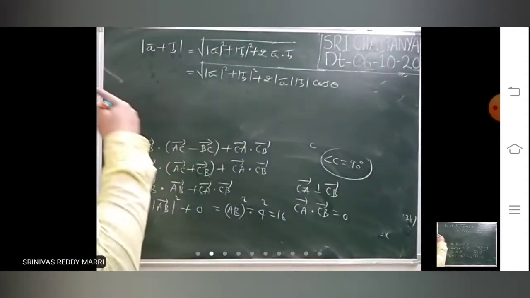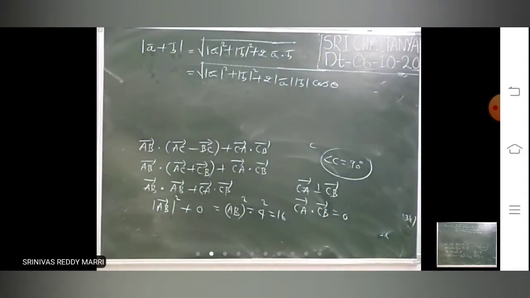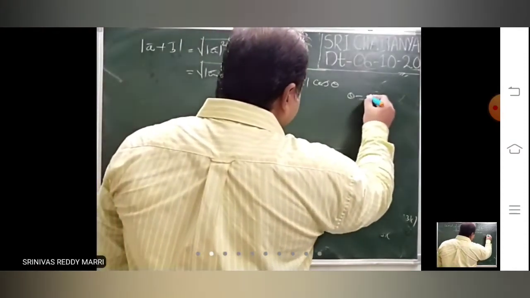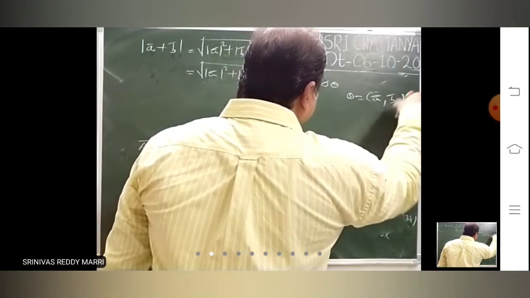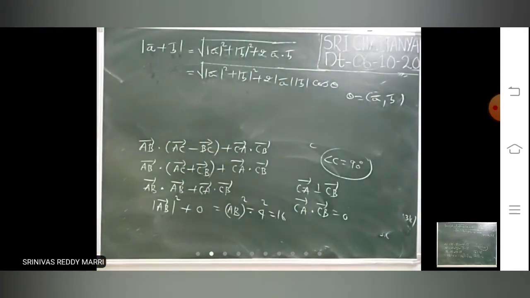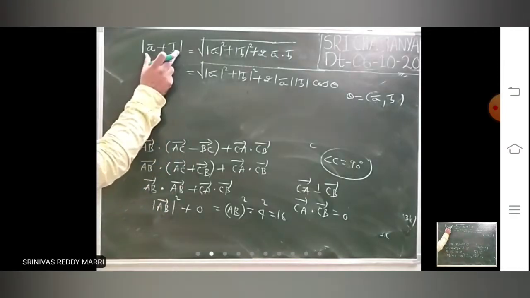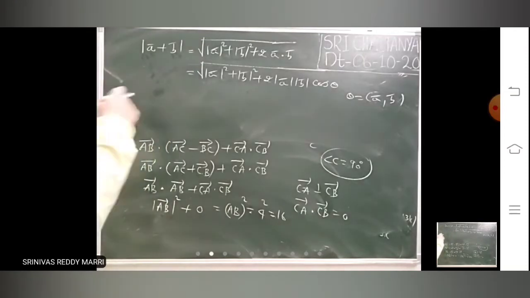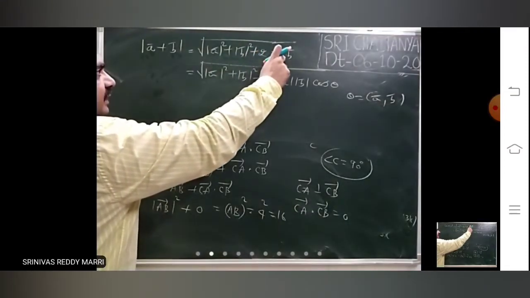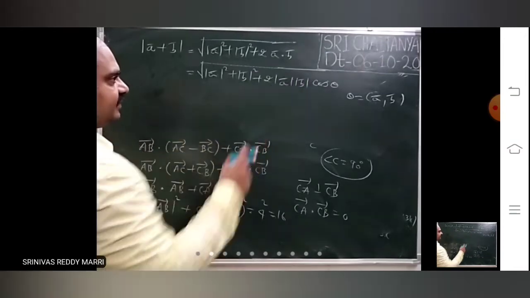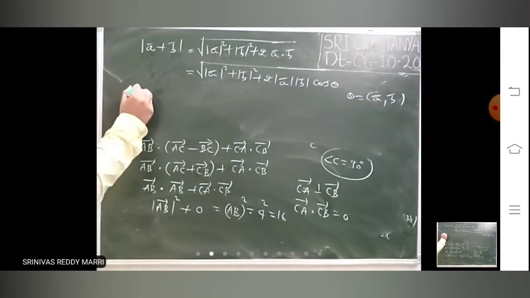A bar dot b bar formula you write: modulus a bar into modulus b bar into cos theta. Theta is nothing but the angle between a bar, b bar. This is the magnitude of the resultant of a bar, b bar. Resultant means what? A bar plus b bar. The magnitude of that resultant is nothing but this formula. In dot product you can write this formula, or in terms of angle you can write this formula. Both are same. Look at how you will get it.